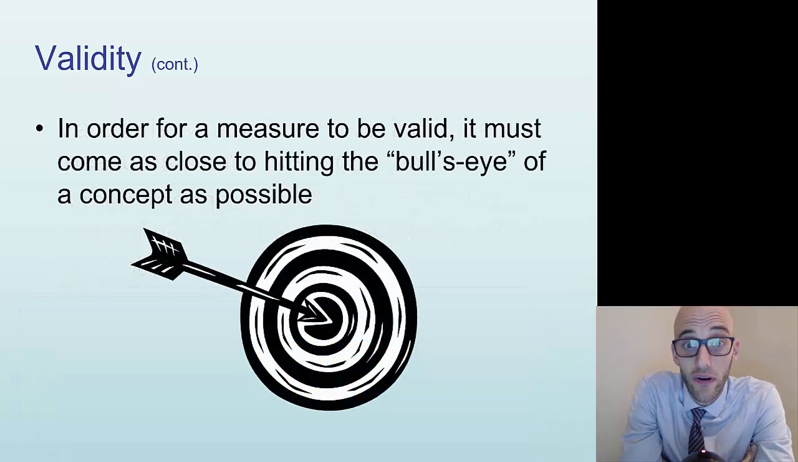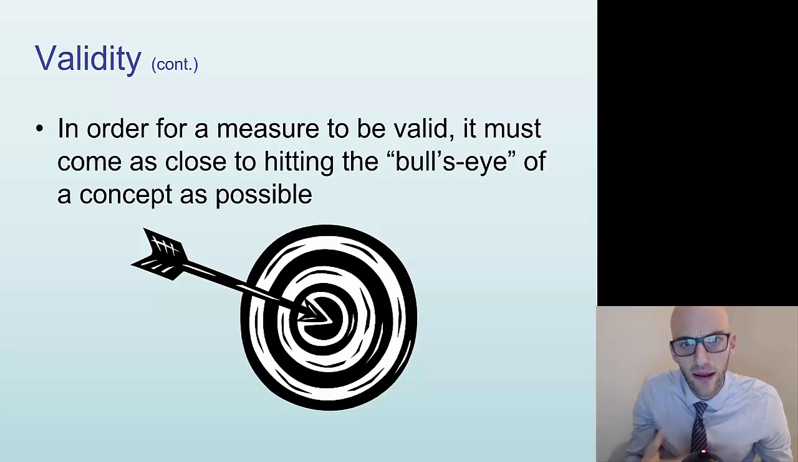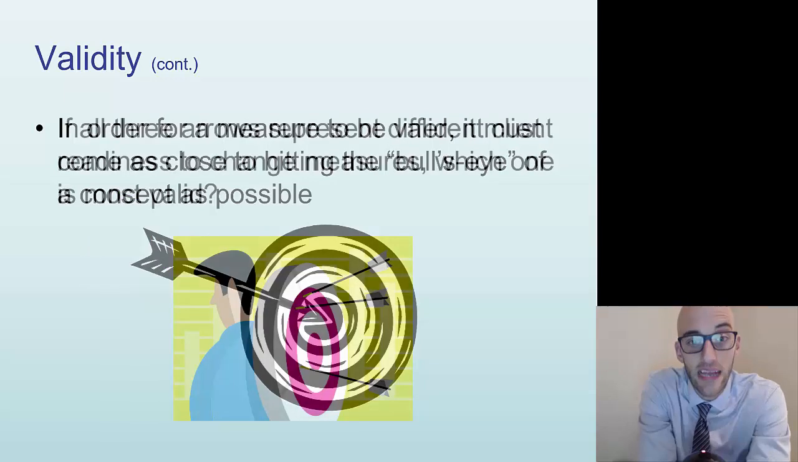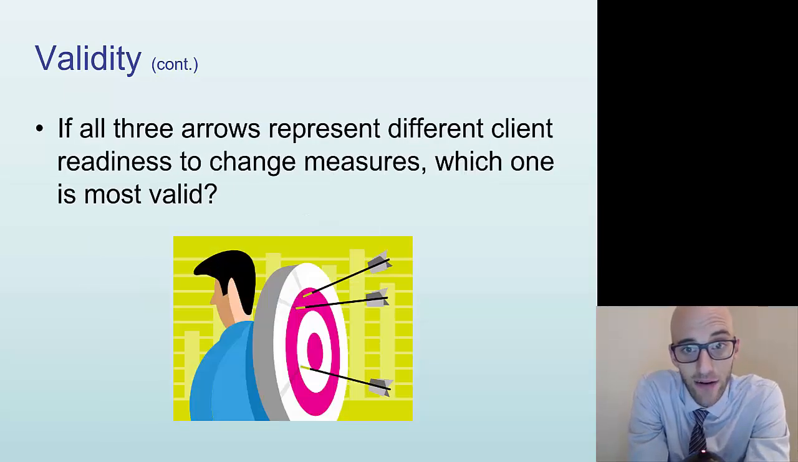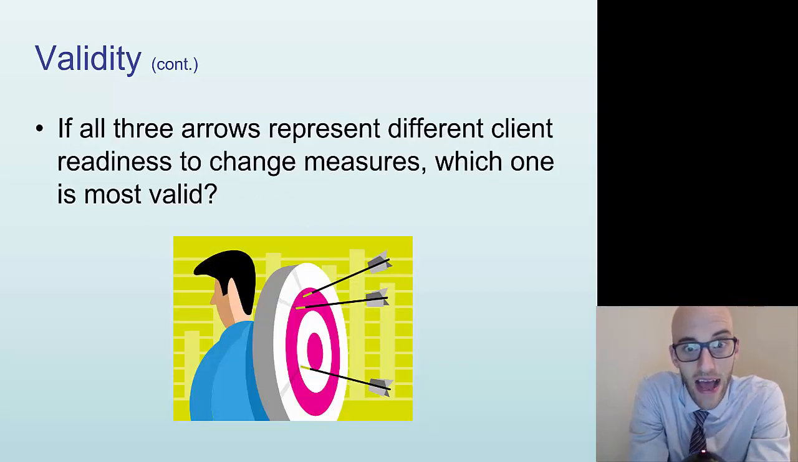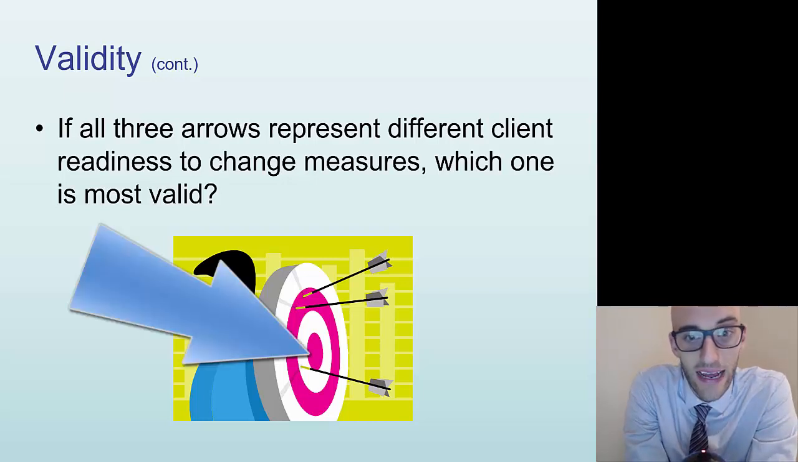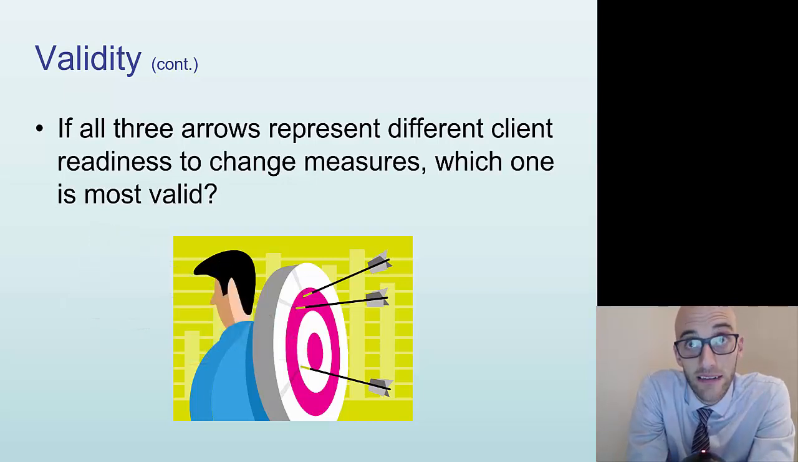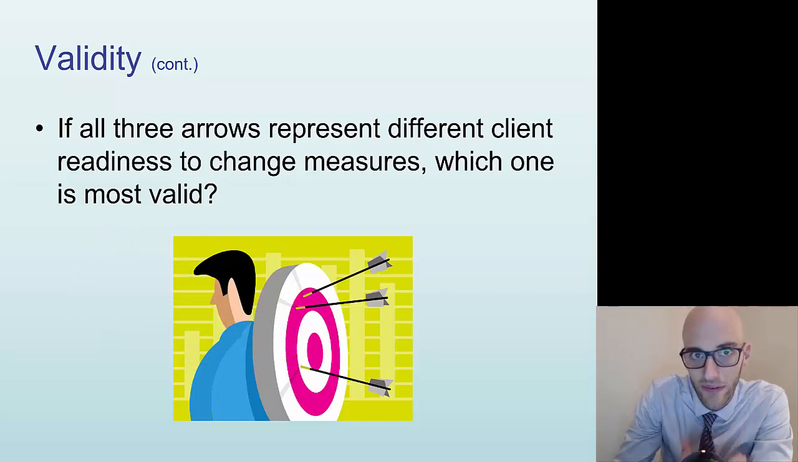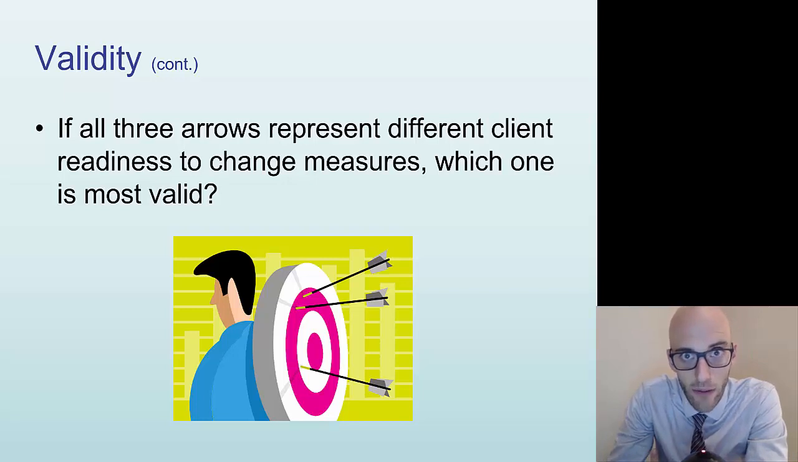So regarding validity, in order for a measurement to be valid, it must come as close to the bullseye of the concept as possible. So you could think about shooting an arrow at a target, and the closer to the center, or the ideal measure, as possible, then we would have close to perfect validity. So an example here, if we were looking at these three arrows, they all represent different client readiness to change measures. So which one would be the most valid? The one that was closest to the bullseye on the bottom. We may have some measurements in social science that come really close to hitting the bullseye, but not quite. So we have different ways of assessing whether or not we have valid, accurate measures.